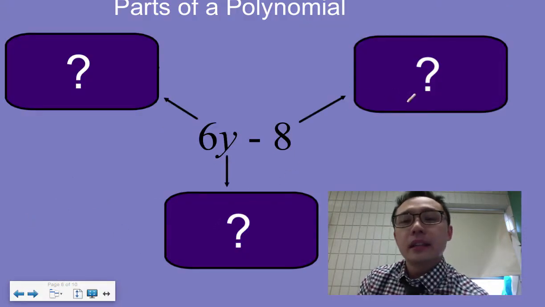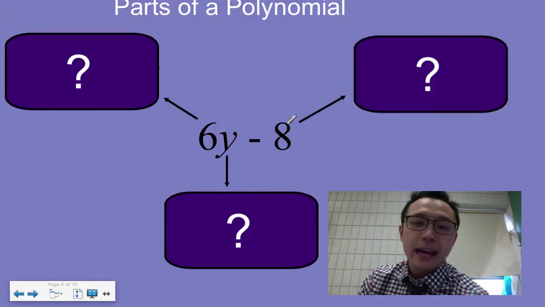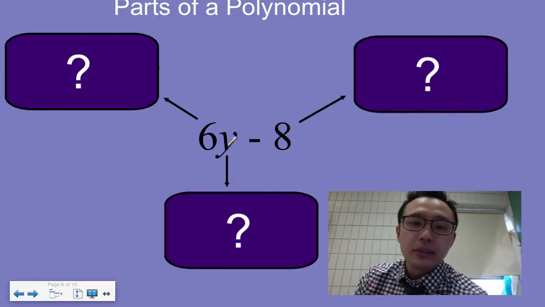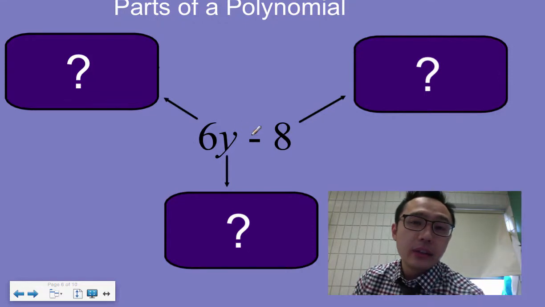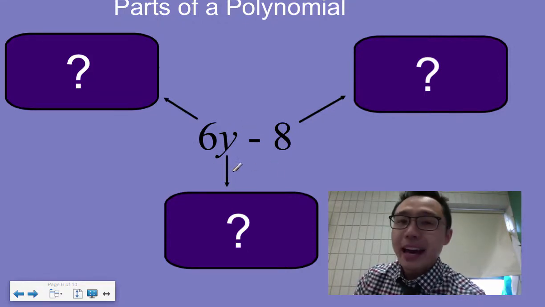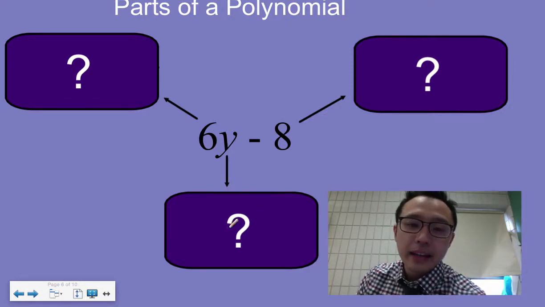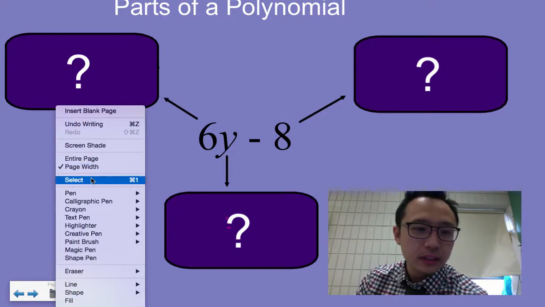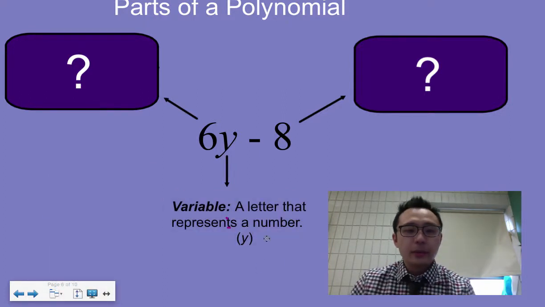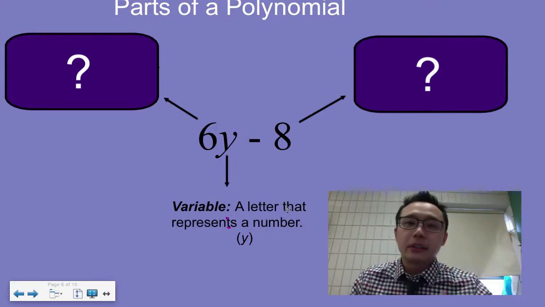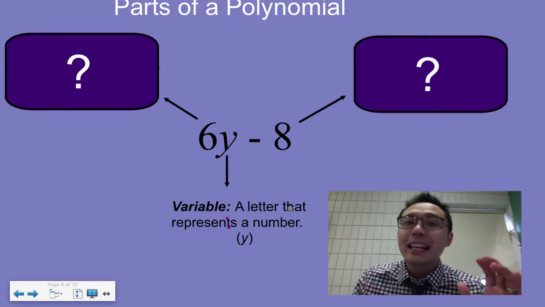So let's see if you can identify this. If you have 6y subtract 8, what are these different parts called? So this is a polynomial, so let's see if you can identify the parts. This y, the letter, can be x, can be z, it can be any unknown variable. That's your variable, a letter that represents a number. So basically this could be any letter. It doesn't have to be x, doesn't have to be y, it could be anything.